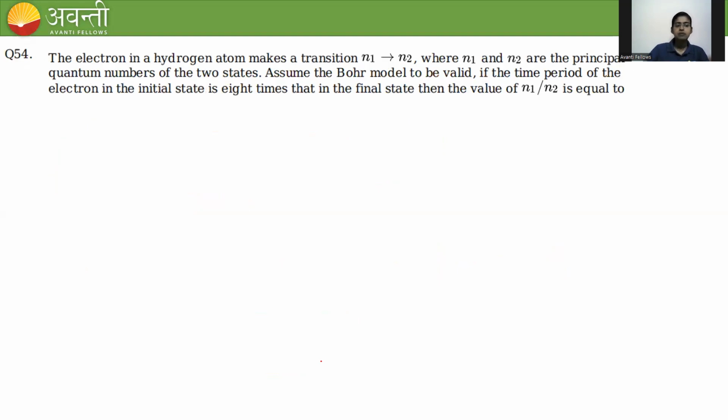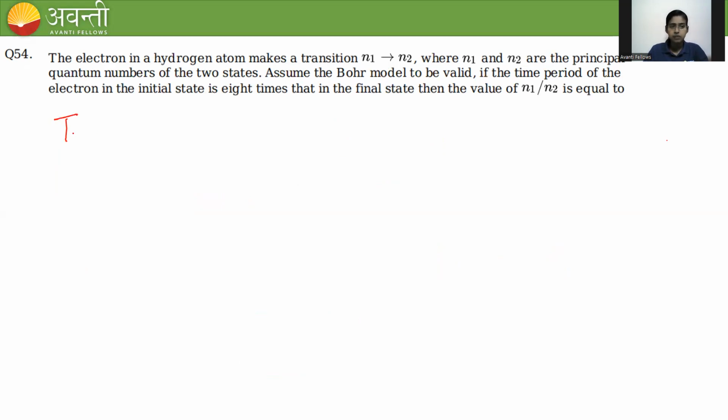Then coming to question number 54. The electron in a hydrogen atom makes a transition from n1 to n2, where n1 and n2 are the principal quantum numbers of the two states. Assume the Bohr model to be valid. If the time period of the electron in the initial state is 8 times that in the final state, then the value of n1 by n2 is equal to?